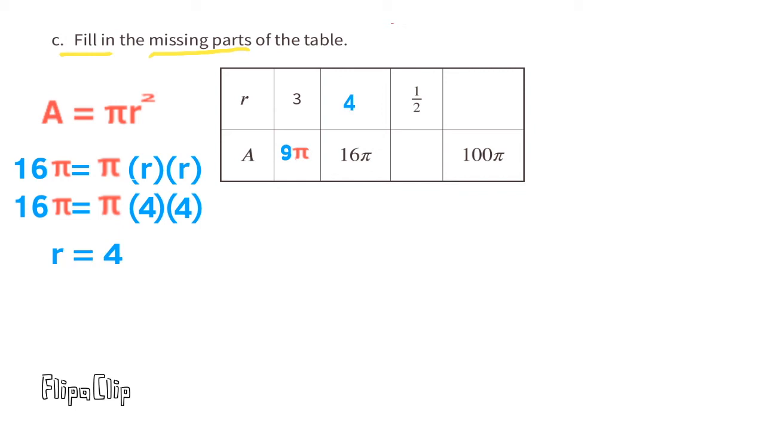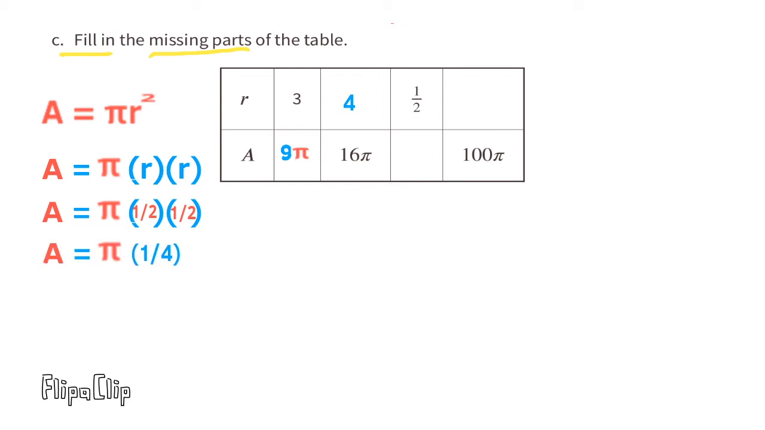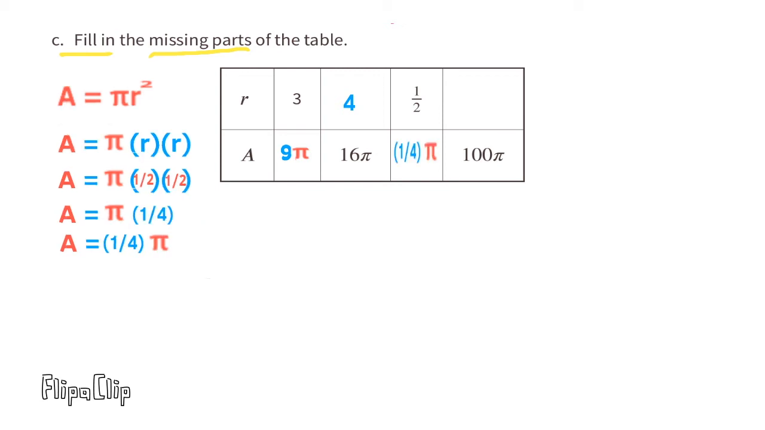Let's look at the next column in the table. The radius is 1/2. Since the area equals pi times radius squared, we can substitute the 1/2 for the radius, or substitute the 1/2 for r. Now it reads area equals pi times half times a half. Since half of a half is a fourth, the area equals pi times 1/4, or 1/4 pi.